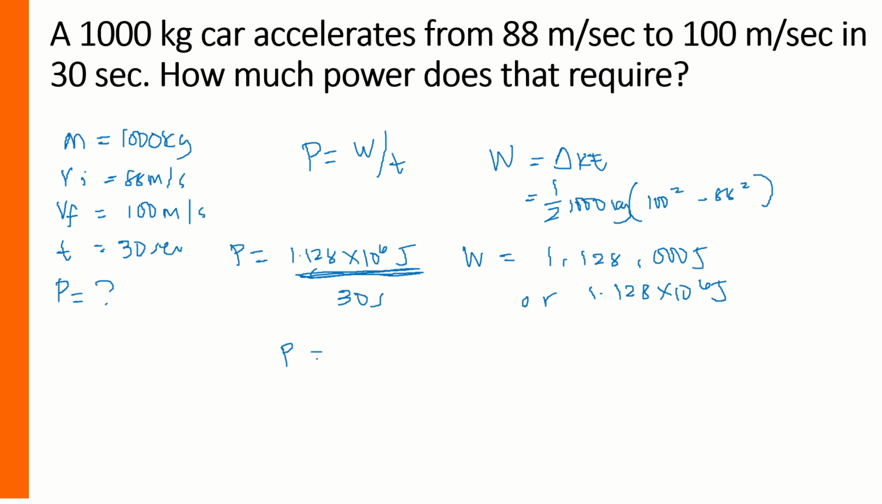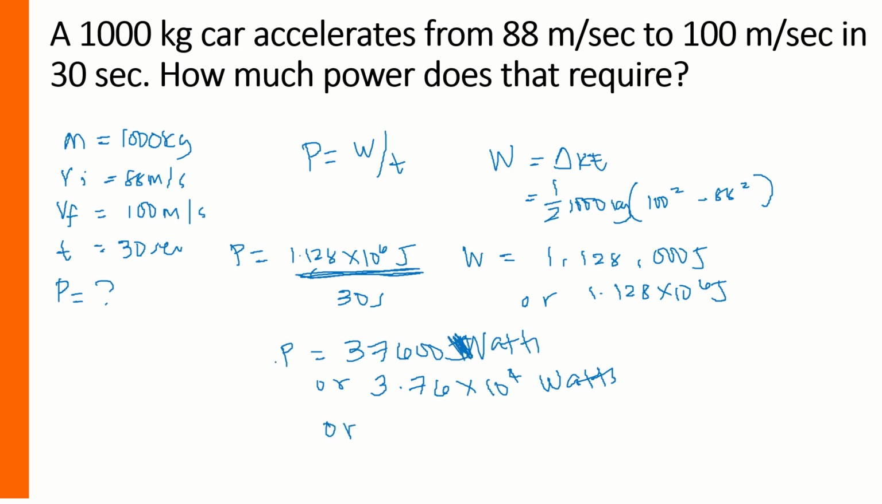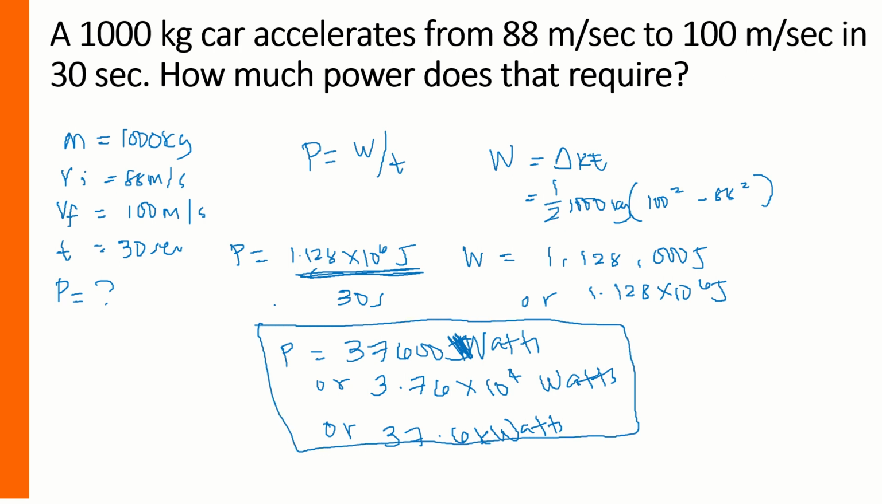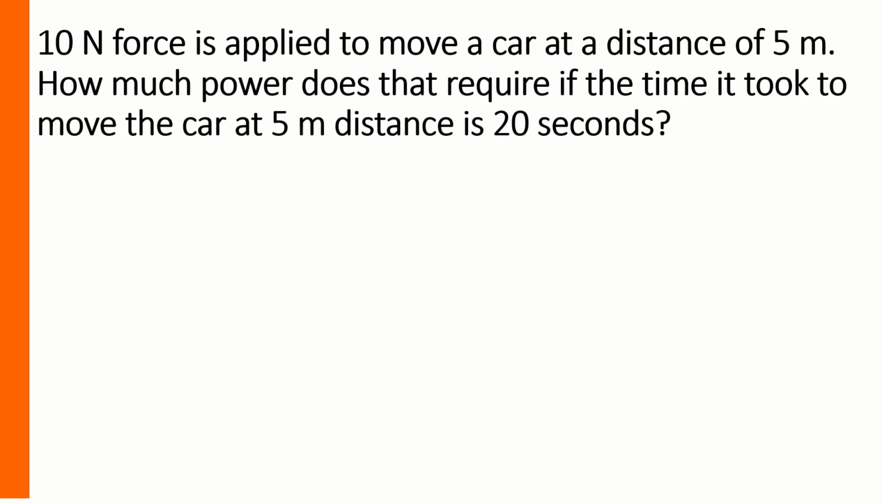So, the power will become 37,600, or, going to use scientific notation, 3.76 times 10 raised to 4 watts. Sorry, this is watts. Okay. Ba't kaning joules? Or, if we're going to use engineering notation, 37.6 kilowatts. Because the kilo stands for your times 10 raised to 3. Okay? So, any of the three naman, para tama, wala namang problema dun because it will still give you the same value. Alright. This is, I think, the second to the last question.